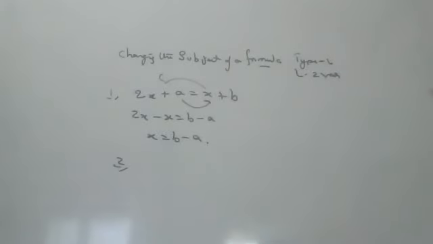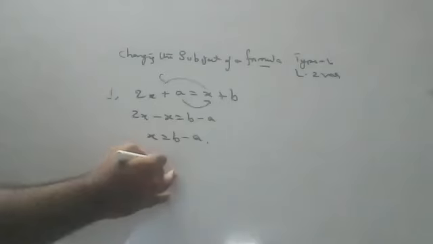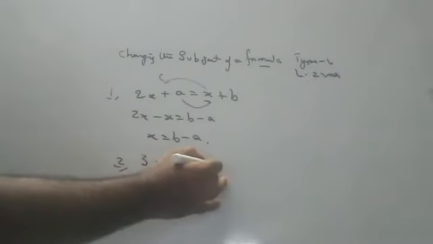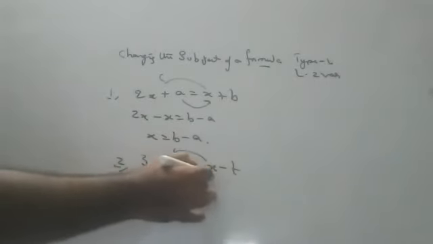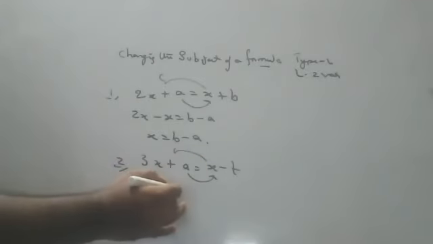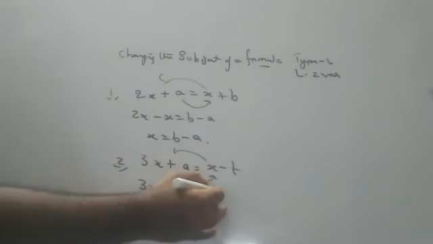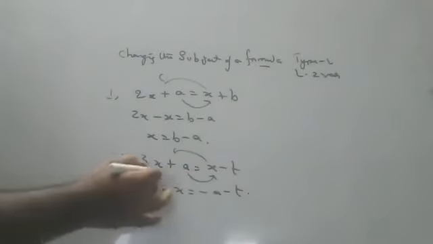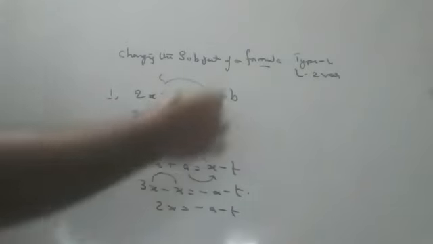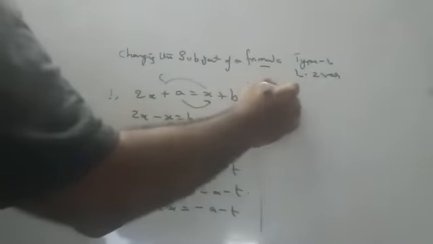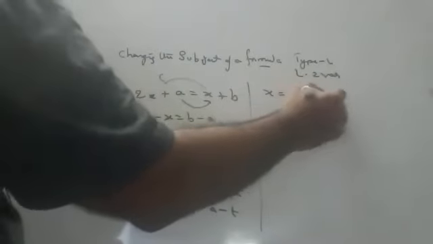No sir, we didn't understand. Then one more sum I will say, children. See here, all of you. Suppose 3x plus a is equal to x minus t. Second sum, children. Bring x onto one side, a onto the other side. 3x minus x is equal to minus a minus t. 3x minus x is 2x. 2x is equal to minus a minus t. Now we can write x is equal to minus a minus t by 2.